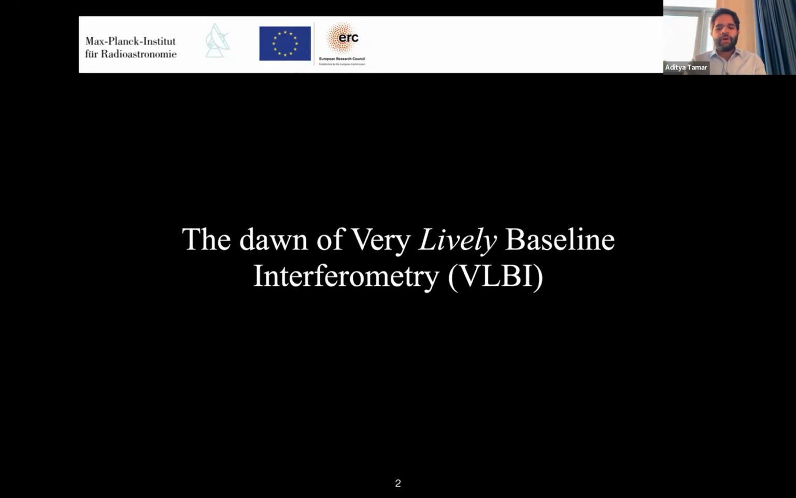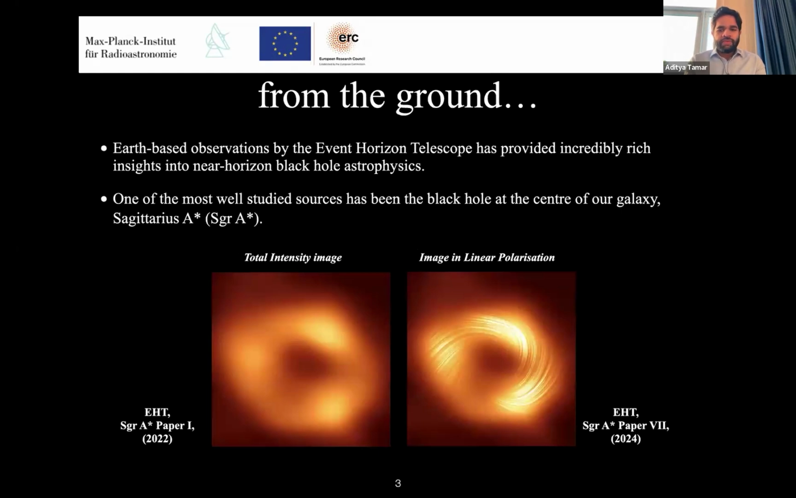Right, so just preaching to the choir, it seems that we are in the dawn of very long baseline interferometry. From the ground, we have these incredible observations by the EHT. We have an insight into black hole astrophysics, and one of the most well-studied sources here was the black hole at the center of our galaxy, Sagittarius A star, total intensity, but we also had an image of linear polarization. And this tends to improve our understanding of how near-horizon accretion behaves and a whole lot of other astrophysical questions.